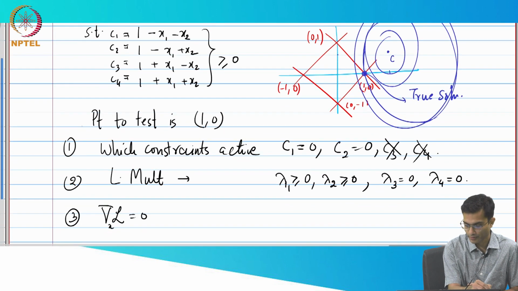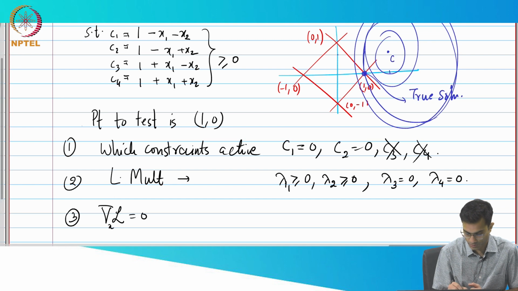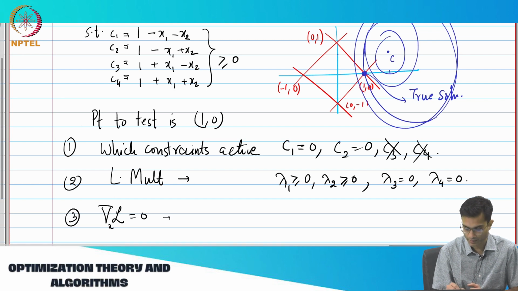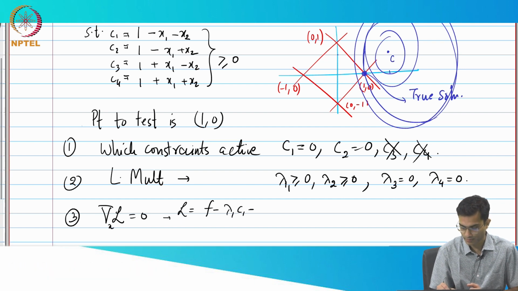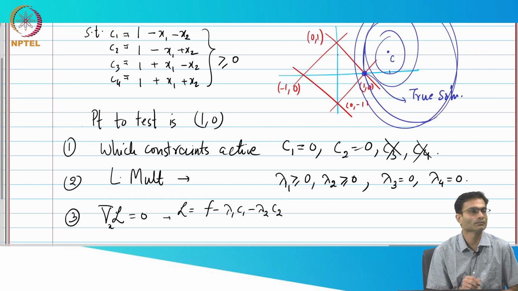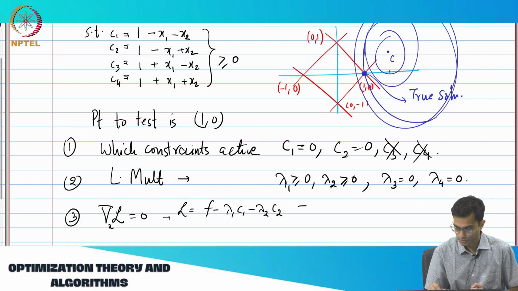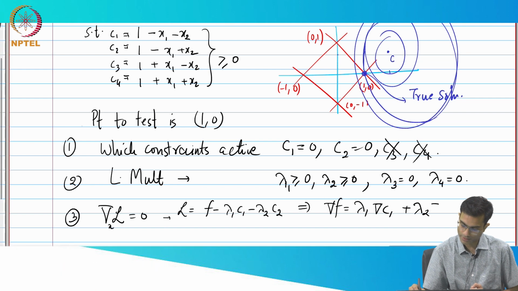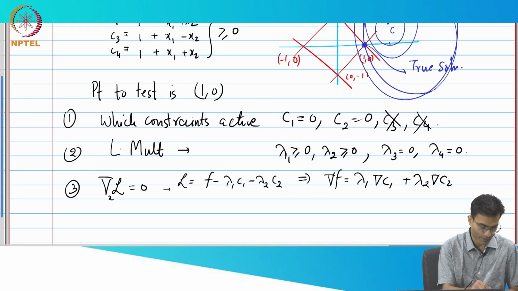So first of all, what is L over here? F minus lambda 1 C1 minus lambda 2 C2. Do I need to write lambda 3, lambda 4? No, they are 0. So this implies that grad F should be equal to lambda 1 grad C1 plus lambda 2 grad C2. So now let's write that down.